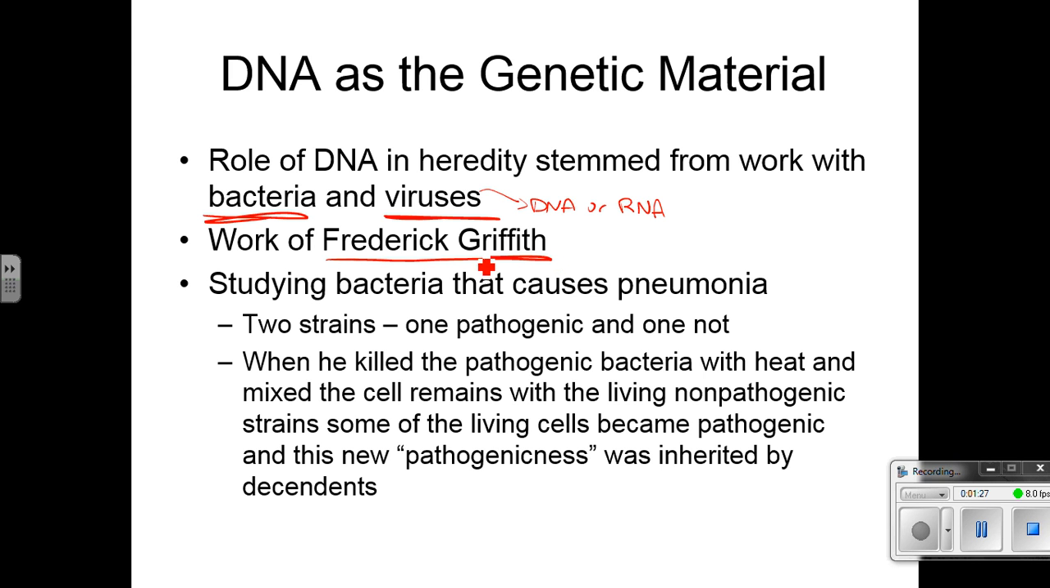Okay, so Griffith, Frederick Griffith. What he did is he studied bacteria that cause pneumonia. There are two strains. One was pathogenic, which means that it caused disease, and one did not. It did not cause any harmful effects. When he killed the one that caused disease with heat and mixed it with living cells, he found that some strains of the living non-pathogenic cells became pathogenic. So they changed, they transformed. They call this a transforming principle. And this new pathogenicness was then inherited by future descendant bacteria cells.